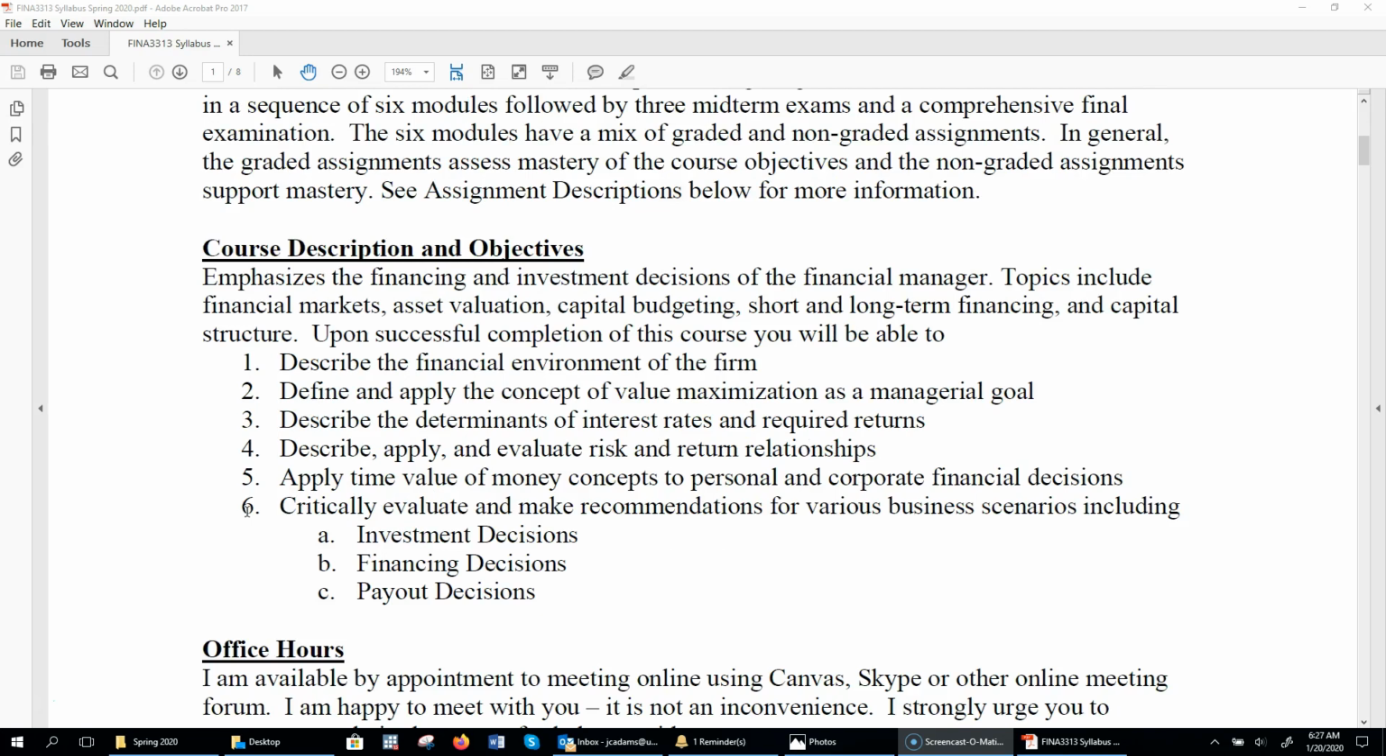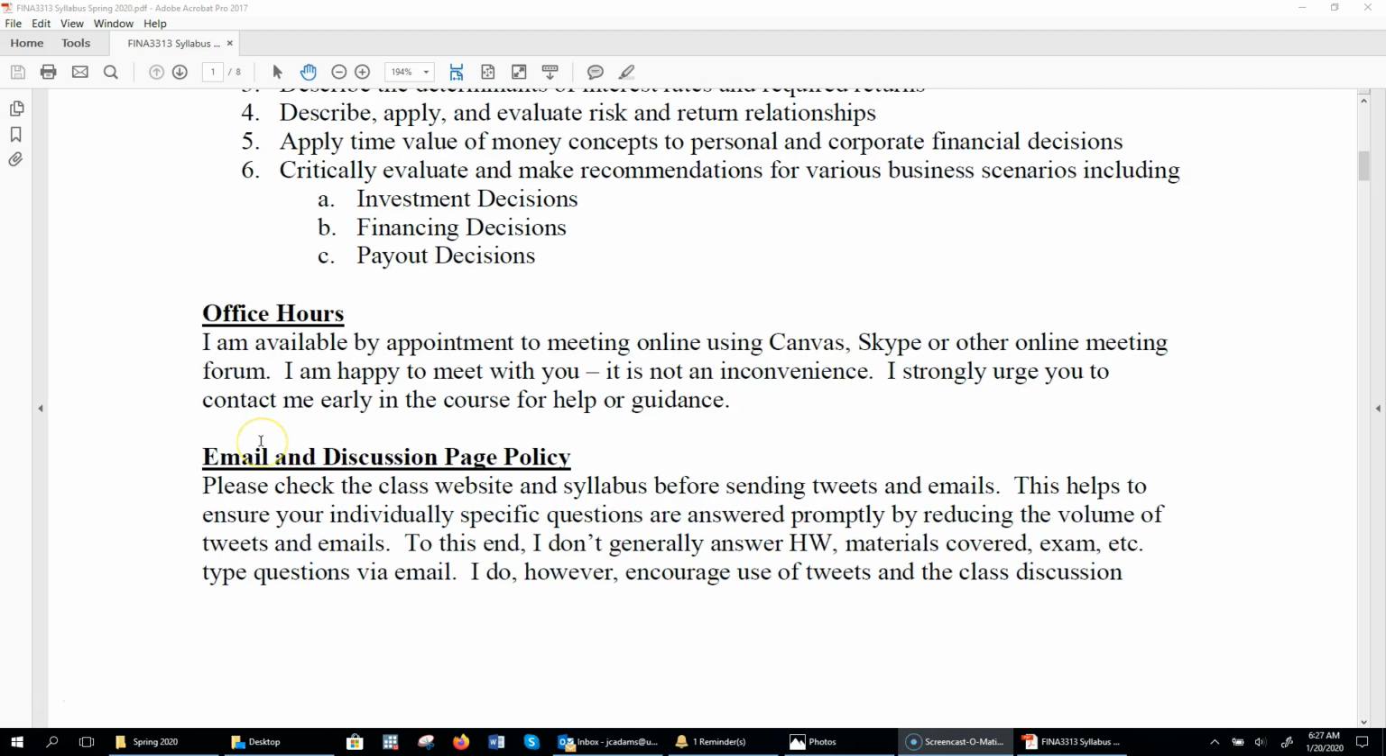The course description is listed here, but ultimately the goal of this course is to help you critically think about business finance situations and business concepts in general. Office hours. Since it's an online course, I don't have fixed office hours. We can meet by appointment, or we can also meet online using Canvas, Skype, or another online meeting forum.